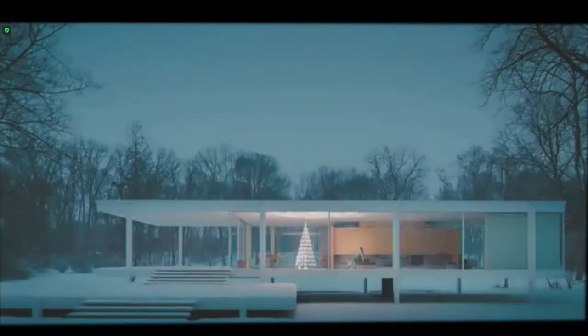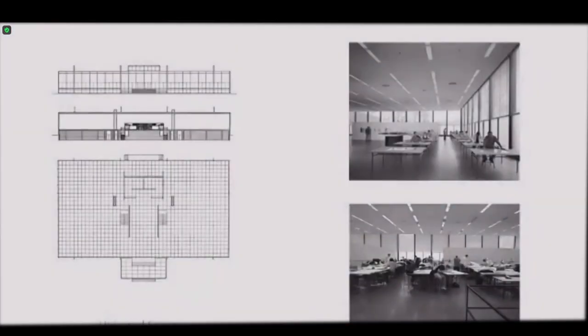Mies van der Rohe was very interested in creating a space that can be used for different purposes, just like what I'm talking about today. And he applied the same concept to this small house, again in Illinois as well. It's called Farnsworth House, after the name of the owner. He used the term universal space for this kind of design.